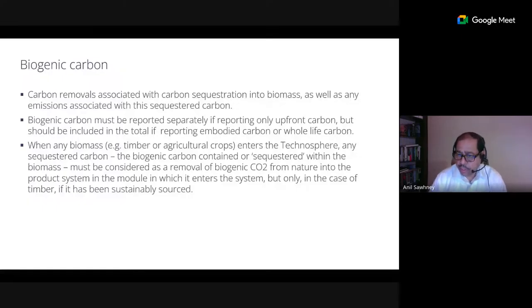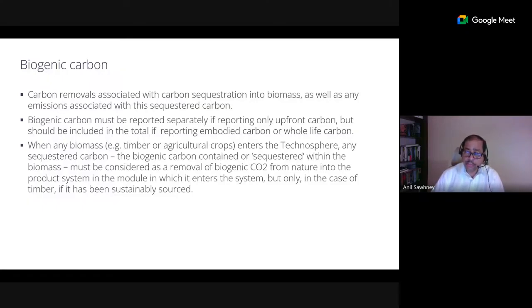When any biomass, for example timber or agricultural crops, enters the technosphere, in our case when it enters a building, any sequestered carbon, which is called the biogenic carbon, contained within the biomass must be considered as a removal of biogenic carbon dioxide from nature into the product system, in the module in which it enters the system.